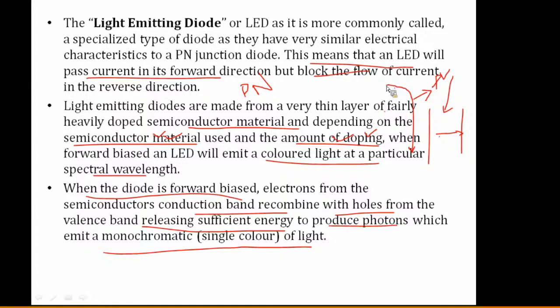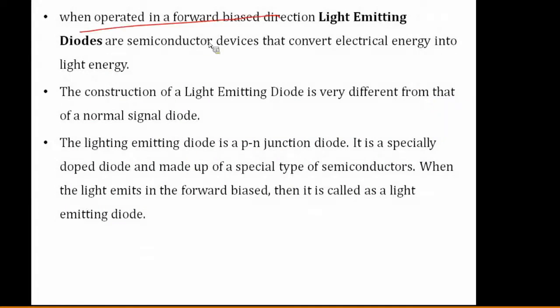Now, what is the operation of the light emitting diode? Whenever any electron combines from the conduction band to the valence band, during this process it will emit photon energy in the form of light. That is the operation of your light emitting diode. When operated in the forward bias direction, light emitting diodes are semiconductor devices that convert electrical energy into light energy. I already discussed that.